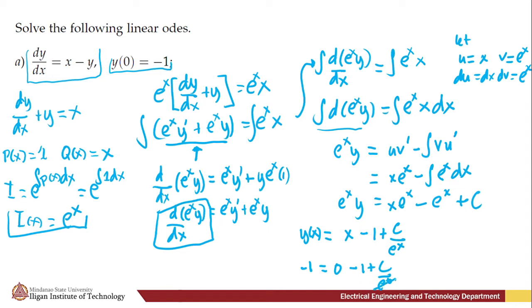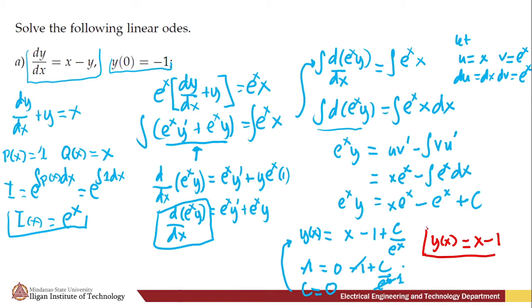So this one will be equal to 1. Negative 1 equals negative 1. Cancel. So the value of our arbitrary constant c is equal to 0. So we substitute it back to our solution y of x. Then our final solution will be y of x equals x minus 1, since the value of our arbitrary constant is 0.